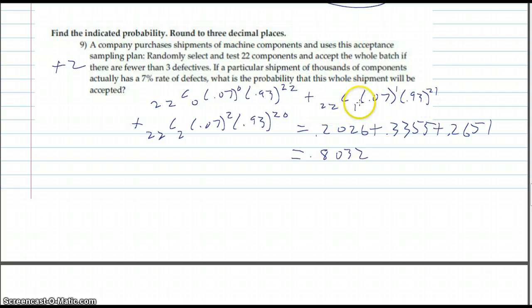This is the one to calculate for 1 being bad. There's 22 ways that could happen. That's what takes care of that. 0.71 bad one, the rest good. And this one is 2 bad, the rest good. And you add those up and you get about an 80% chance.